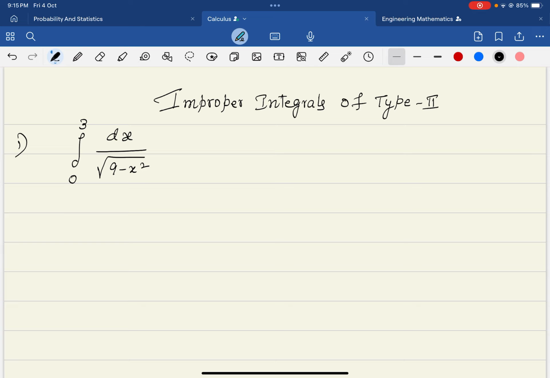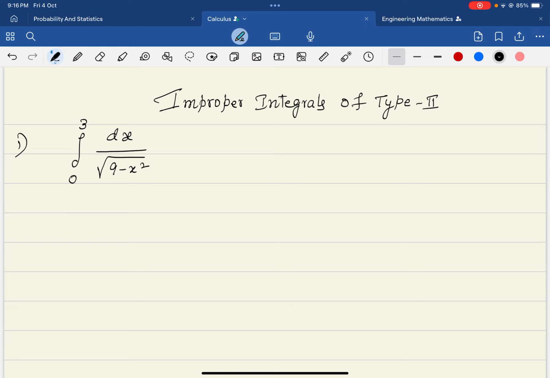In the last lecture, I did the improper integrals of type 1. That means the intervals where the integral limits are minus infinity or plus infinity; how to solve those types of problems I explained in the last class. Now, I am explaining in this lecture about the improper integrals of type 2.